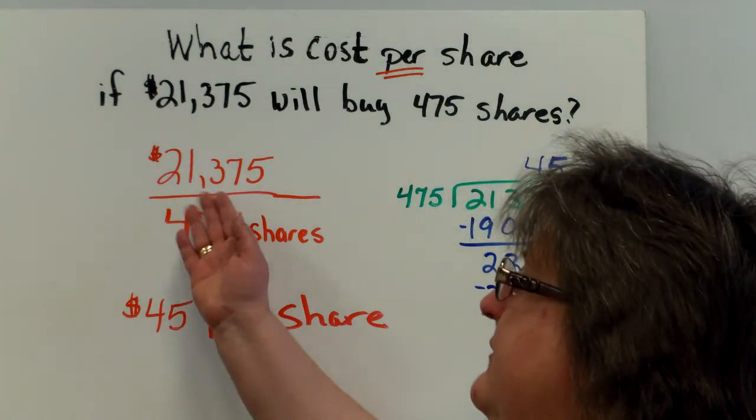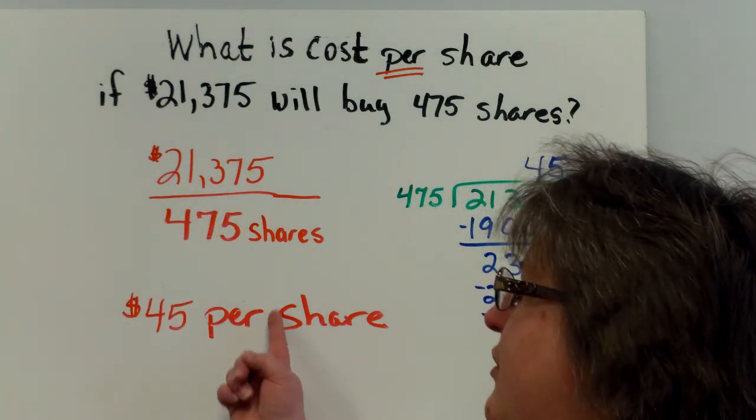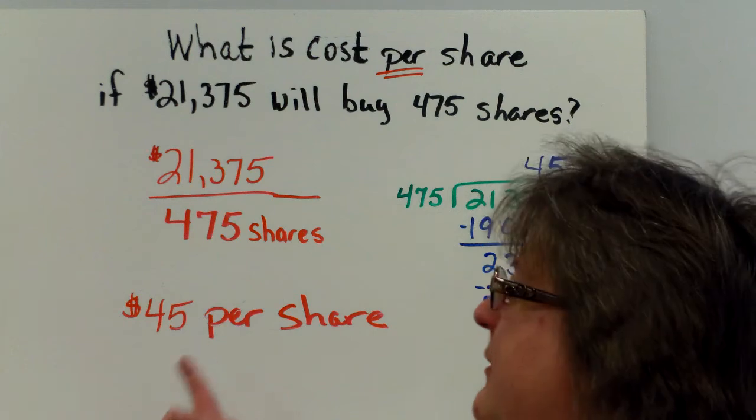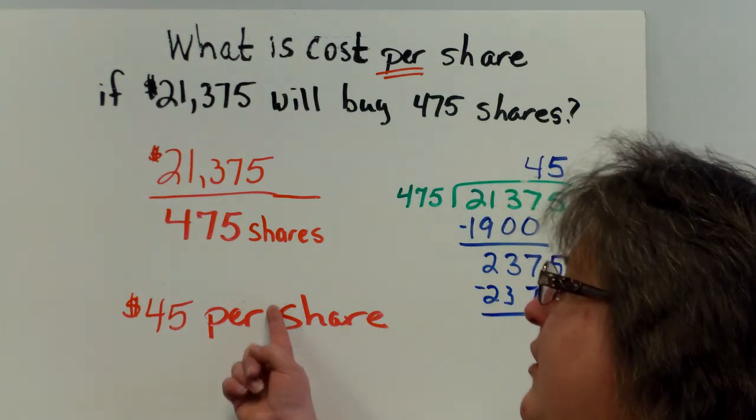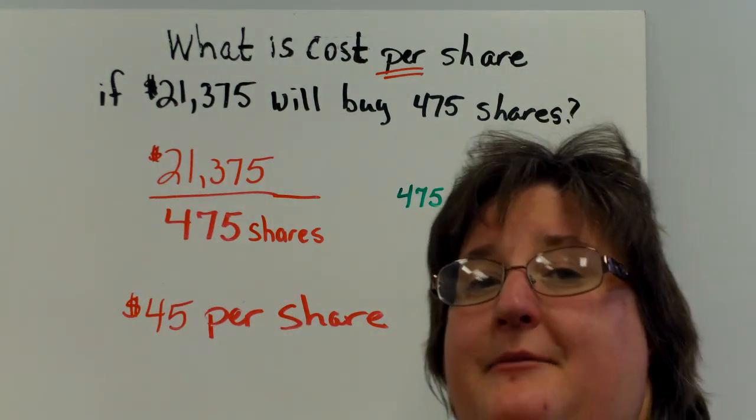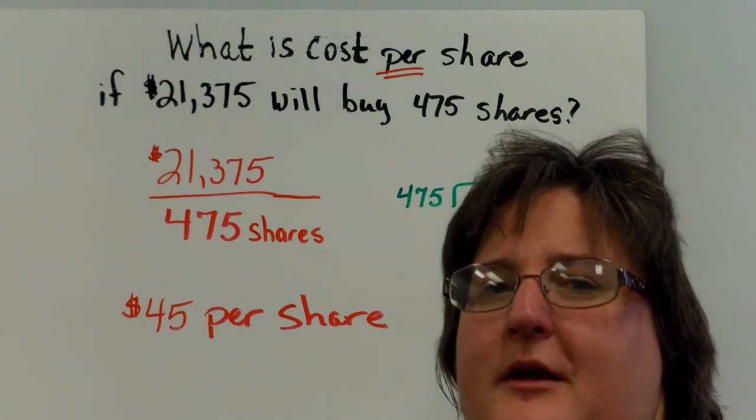Again, rate, unit rate, that per 1. You don't necessarily have to see the 1, but you know it's implied, $45 per 1 share. And with everything, just keep on practicing.